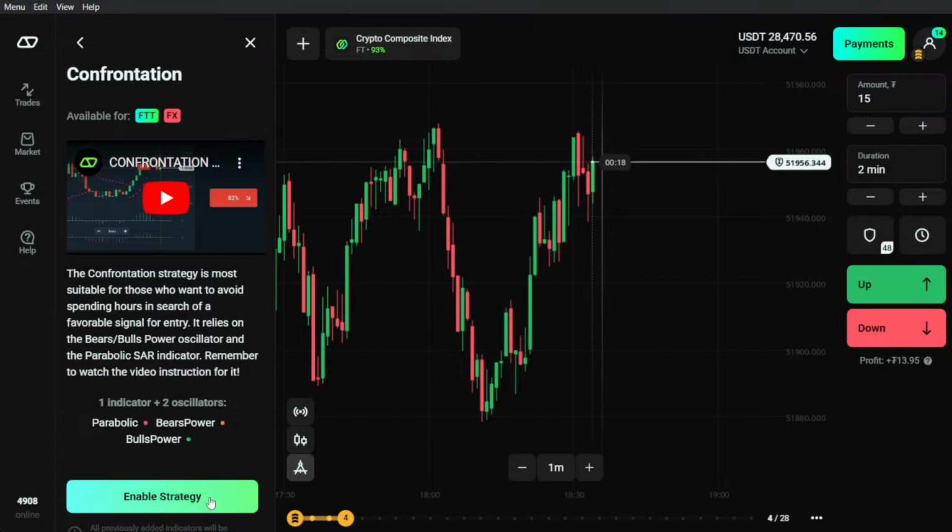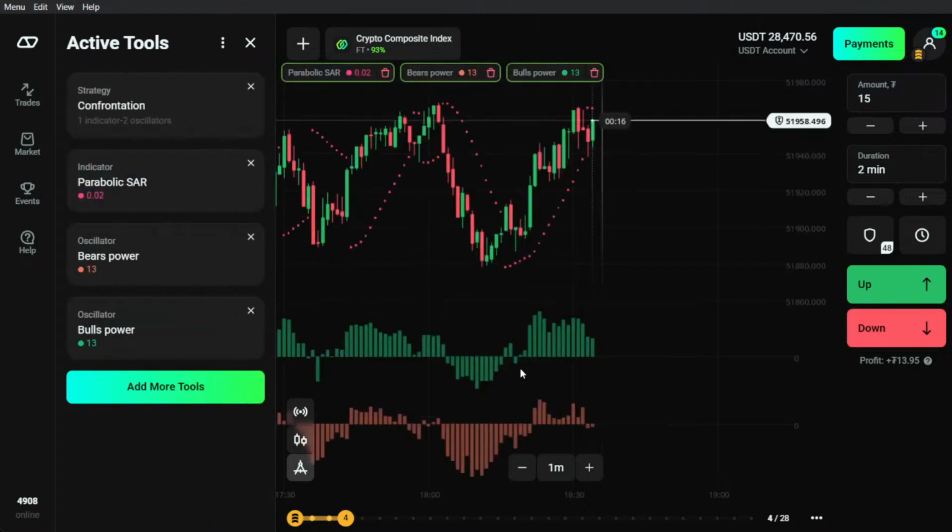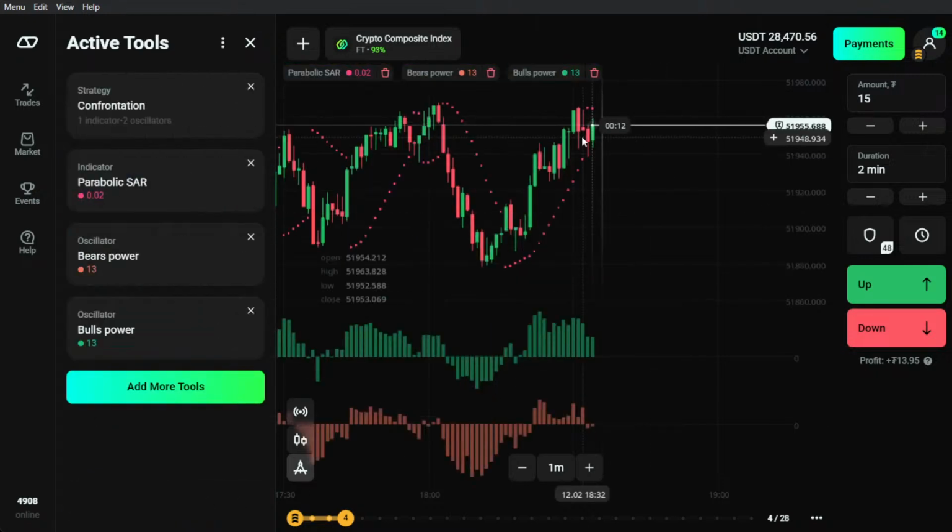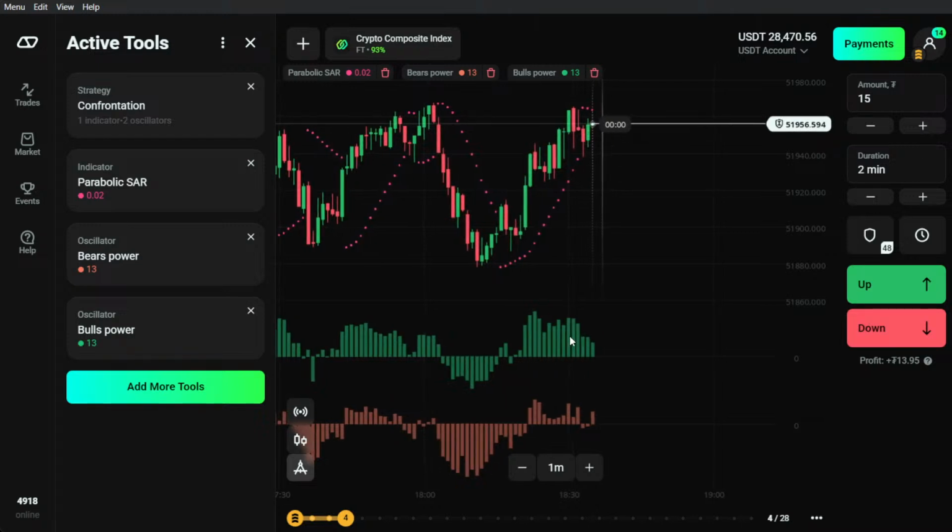When I enable this strategy, we see that the bulls power, the bear power and the parabolic have started. Now, what is bulls power? When the number of buyers is more, that's the bull power. Like a bull, it goes on in full fledged, it rises. So we call it bull power when the asset is in an overbought zone, like it's overly purchased.